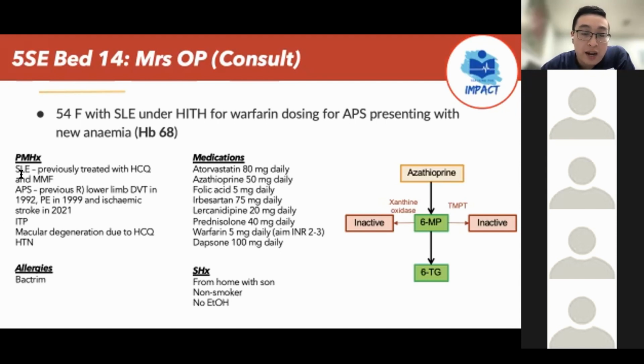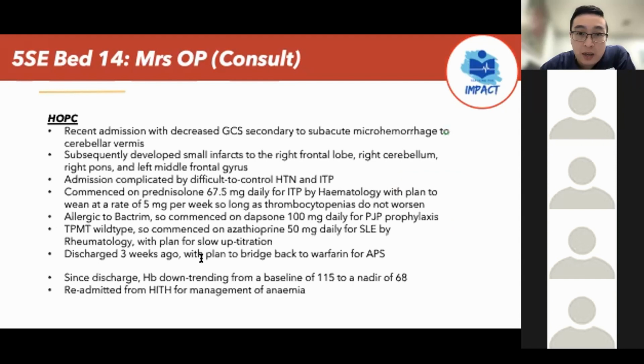Cool, and warfarin, obviously it's for the antiphospholipid syndrome. And I think I mentioned in a previous talk that warfarin is much better than a DOAC for antiphospholipid syndrome. So you never put a patient with antiphospholipid syndrome on a DOAC. It's always warfarin. Cool. So a little bit more about her history: she had a recent admission with a subacute microhemorrhage to the cerebellar vermis, and during her admission, she subsequently developed multiple small infarcts to various parts of her brain.